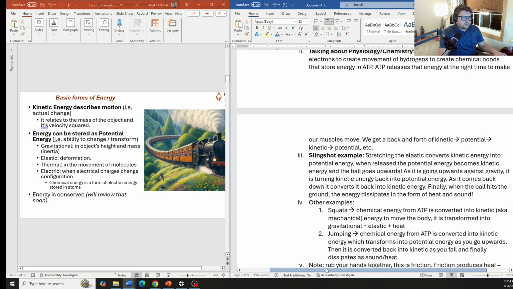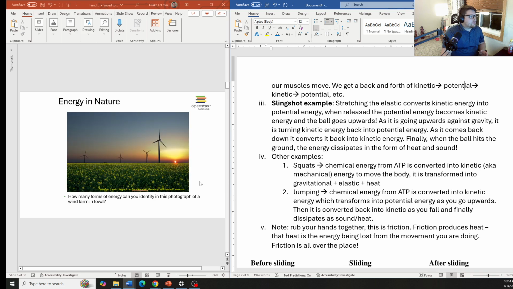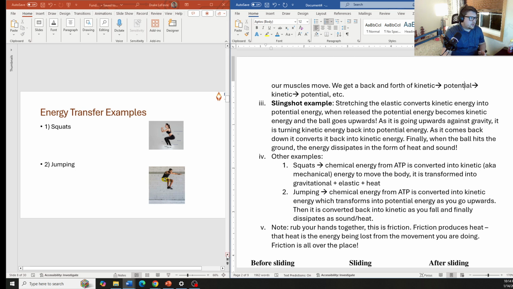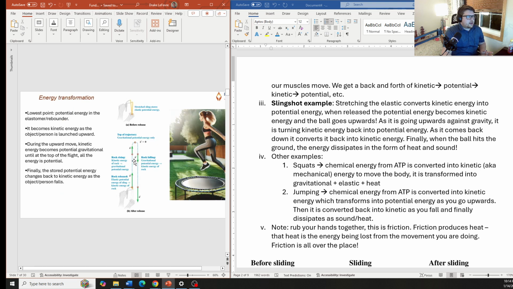So back to our example, we're constantly in this back and forth between kinetic and potential energies, where it's constantly movement to storage, from storage to movement, movement to storage, storage to movement, and so on. The example used in the PowerPoint, they do a couple different examples. The one that I like is this slingshot right here.